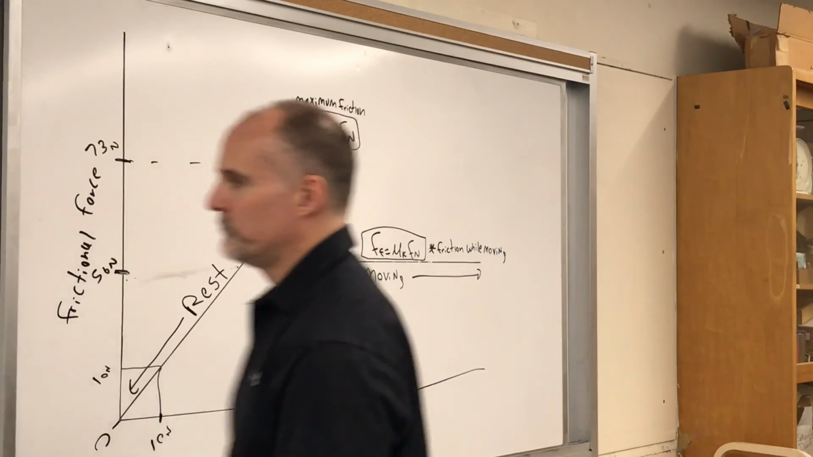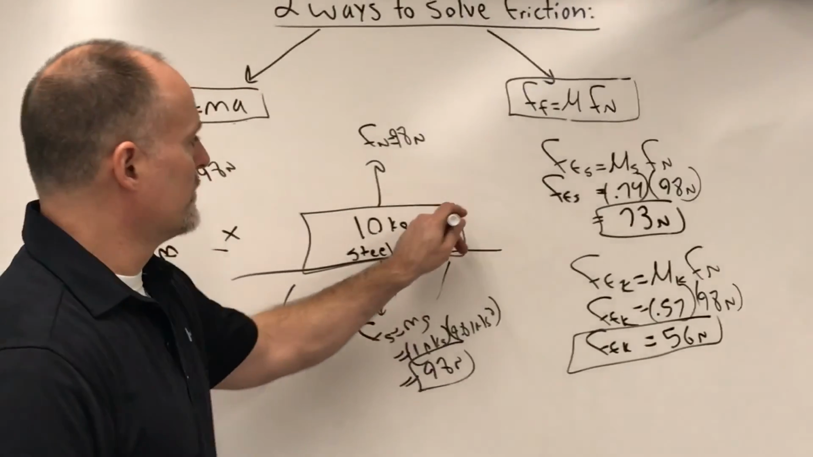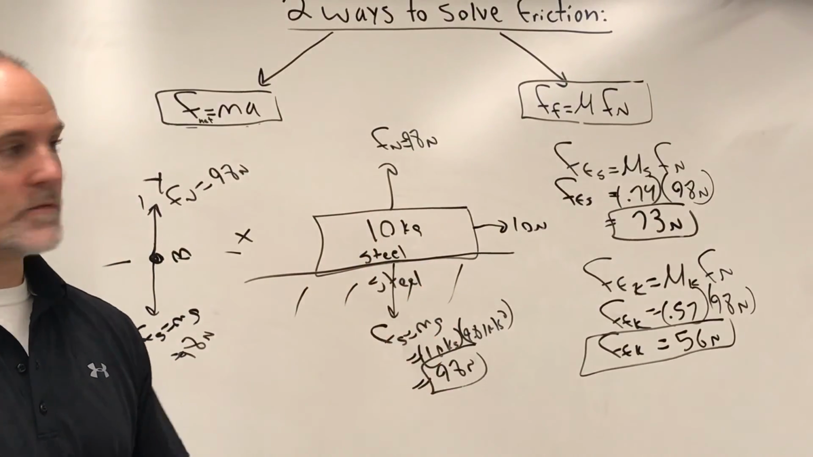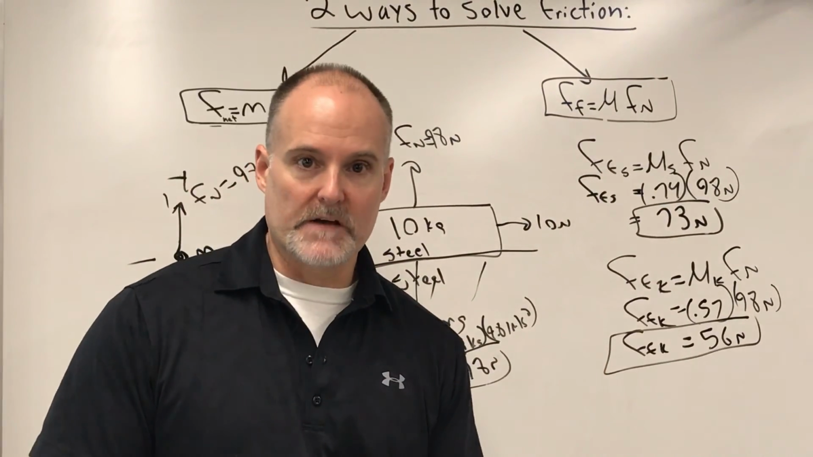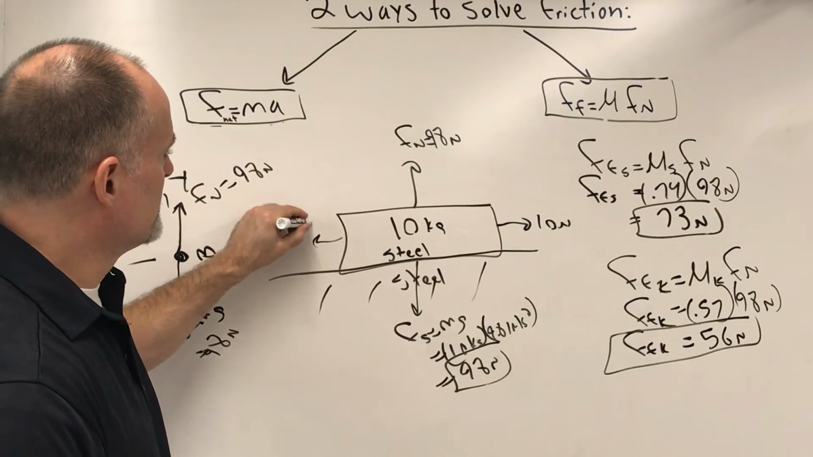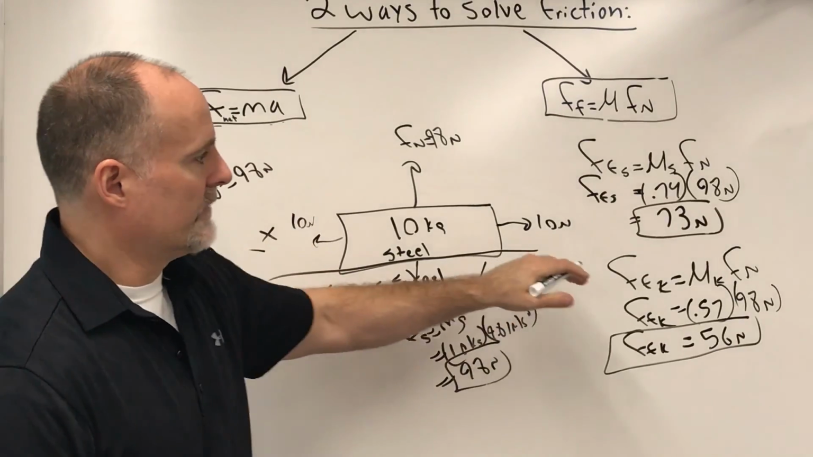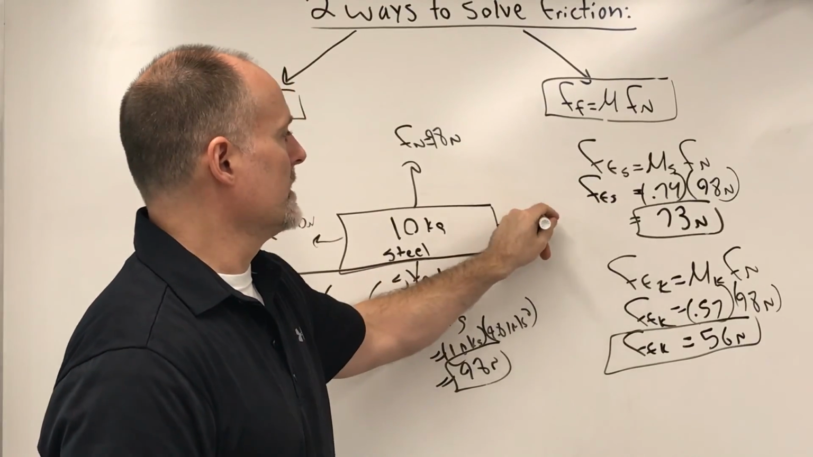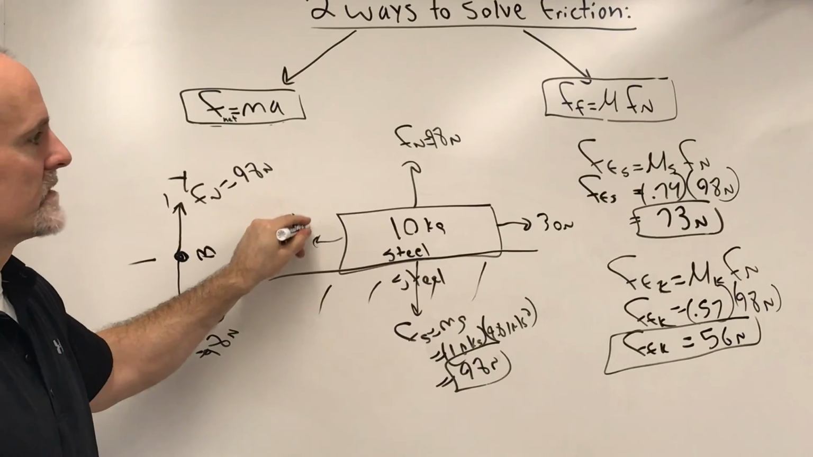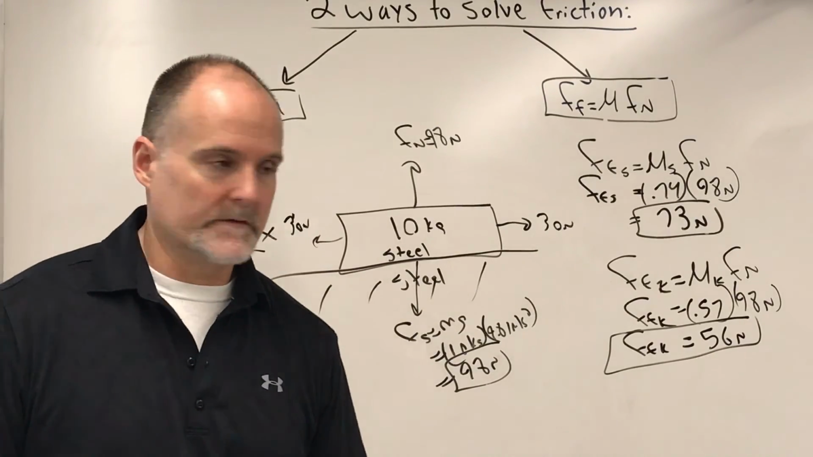So let's draw a block over here. If I try to move this block with 10 newtons, we know it's at rest because we need a minimum of 73 newtons to move it. So my frictional force is going to be 10 newtons, right? If I apply 30 newtons, my frictional force will be 30 newtons because it's still not enough to move it.